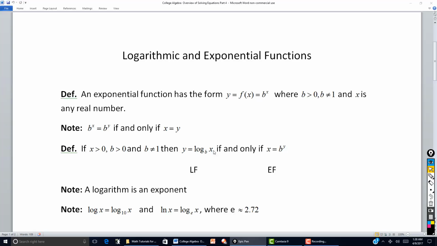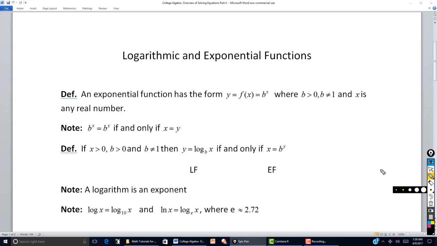So y equals log x to base b means that y is the exponent. So notice, y equals log x to base b if and only if x is equal to b to the y. Okay, so basically what this log expression is saying is that y is the exponent that you have to take the base b to, to get the x. So this log expression right here is referred to as the logarithmic form. Okay, LF I have here, logarithmic form. And the second one, x equals b to the y, is said to be the exponential form.